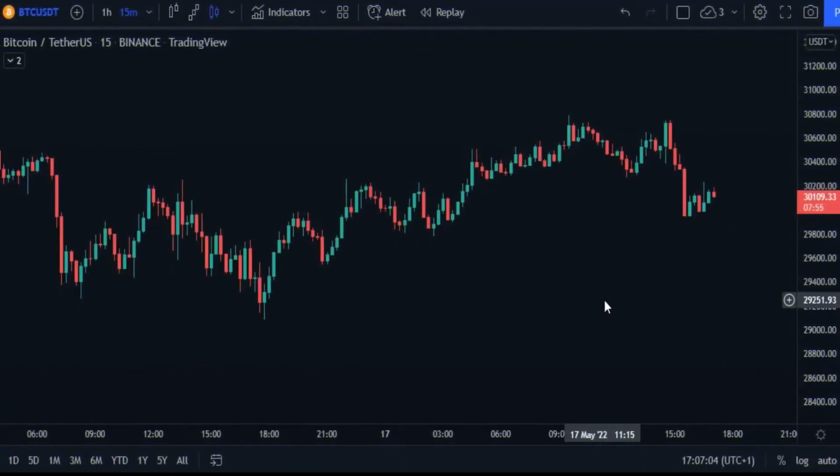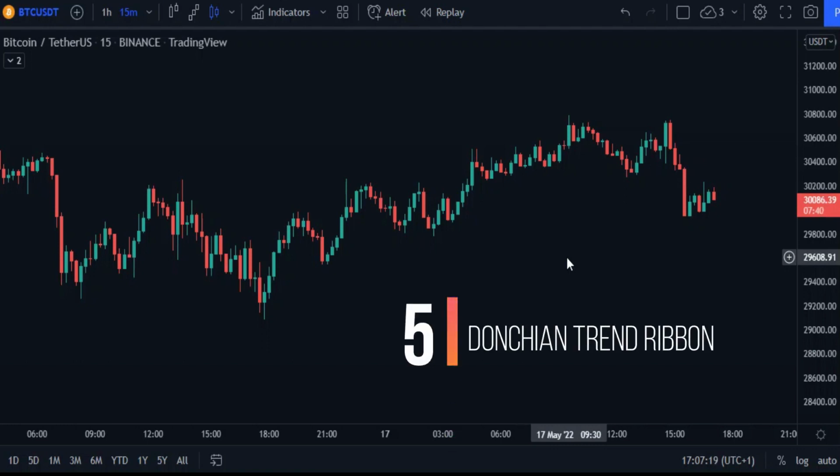Hello everyone, in today's video, we will talk about the 4 best filters, or as some call them, confirmation indicators, that are used to confirm real signals from fake ones. As we know, there are a lot of filters, but to make the search for traders easier, we chose the best of them, so let's start with number 5, which is the Donchian trend ribbon.